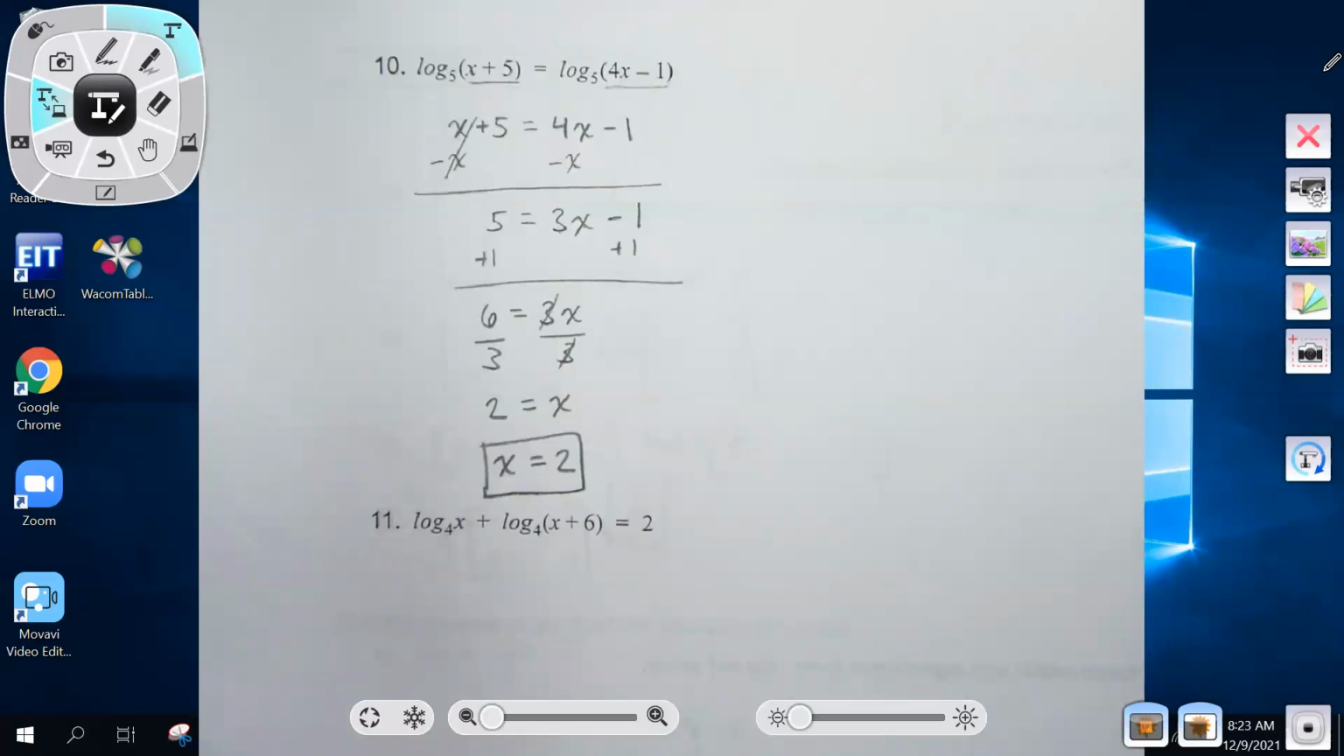So again, we don't have to check. We only got one value for x. Okay, number 11.